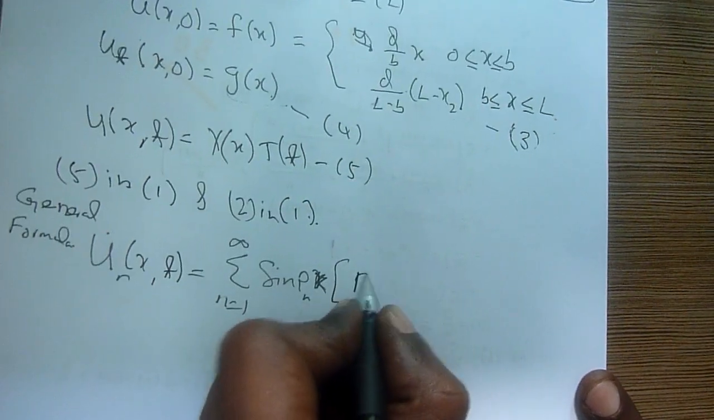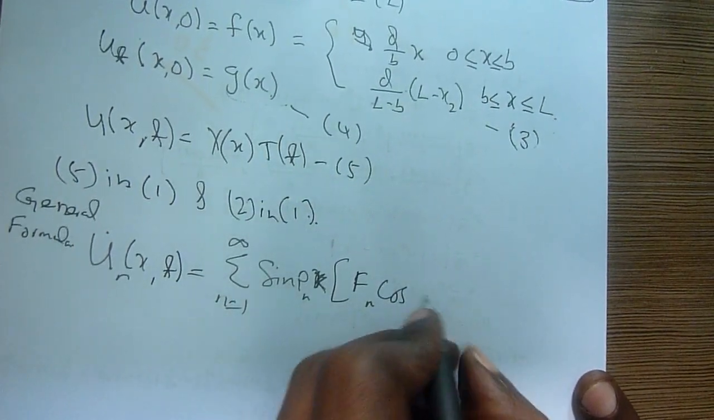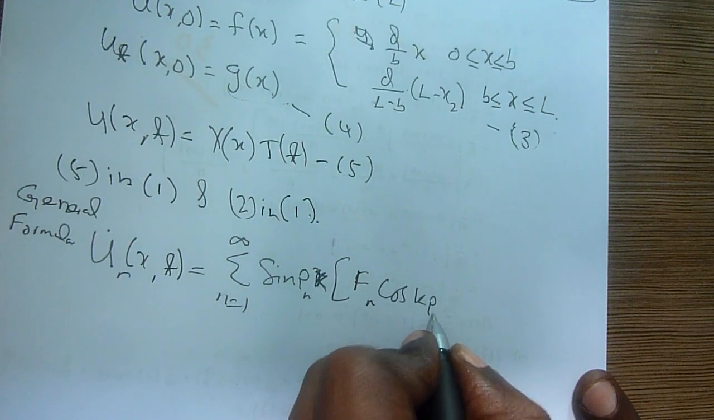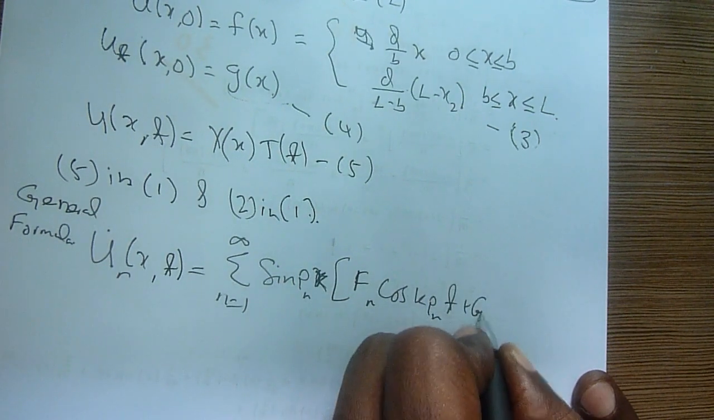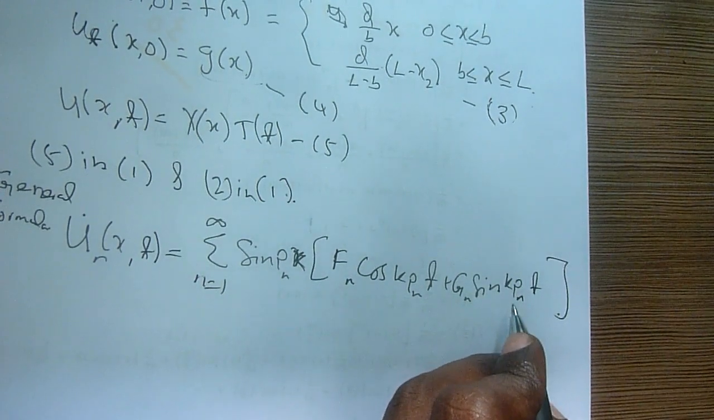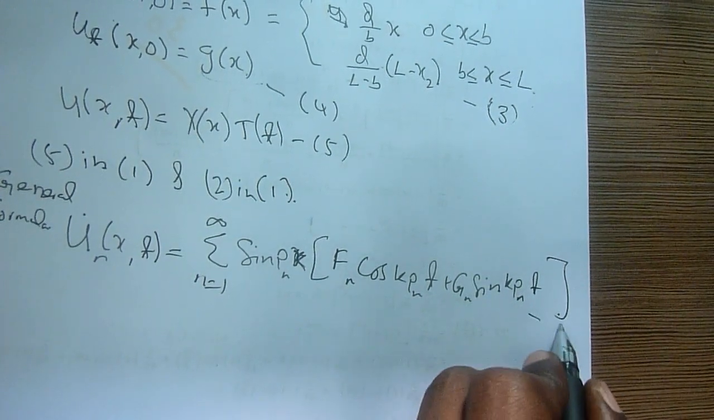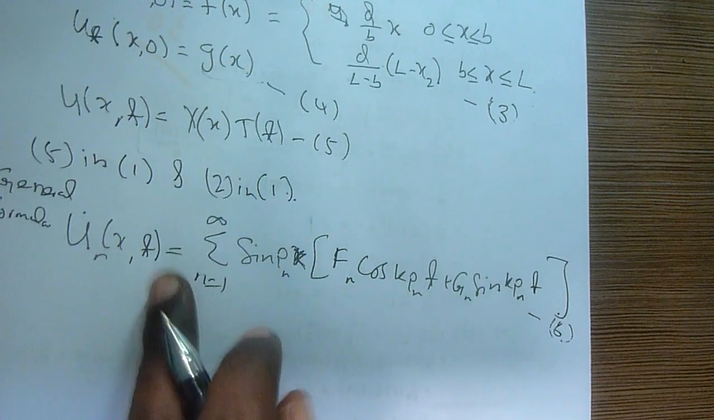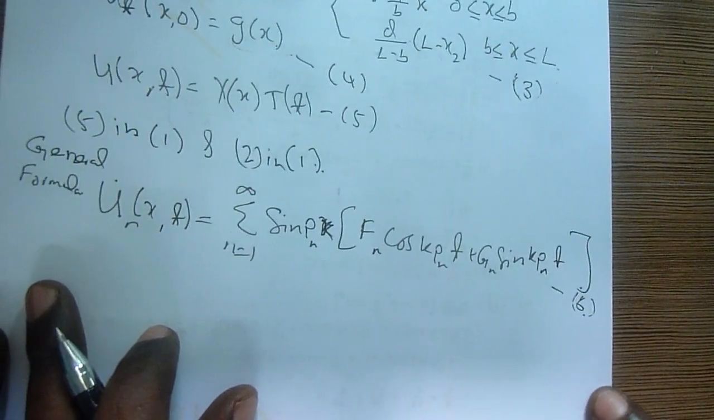And you see, just cos kπx/L, sin kπx/L. Done. Your formula is ready. This is equation number 6. You are ready to apply.